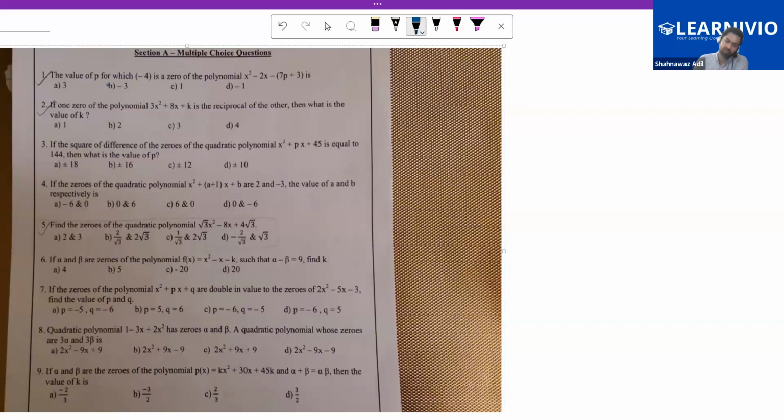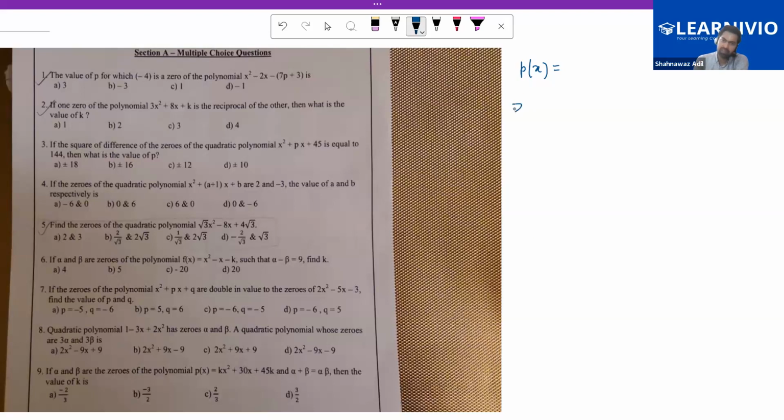What is the definition of the zeros of the polynomial? We will take -4 as alpha. Forget about alpha. So for zeros, p(x) is what? At x equal to the zero value. What becomes of p(x)? Can we take x square is equal to 1? No, x square is A, which is 1, then B is -2, then C is -7p plus 3.